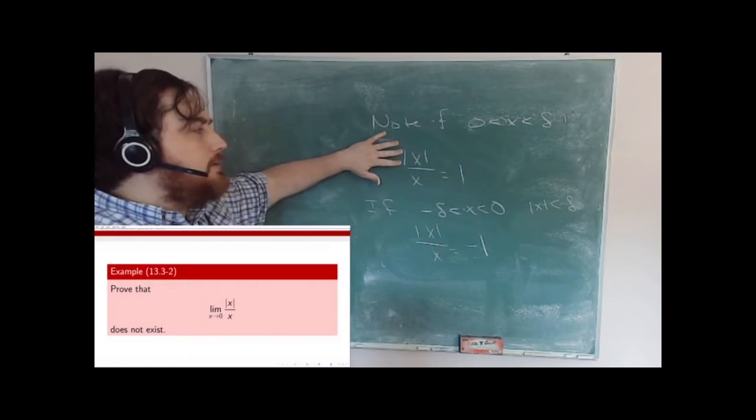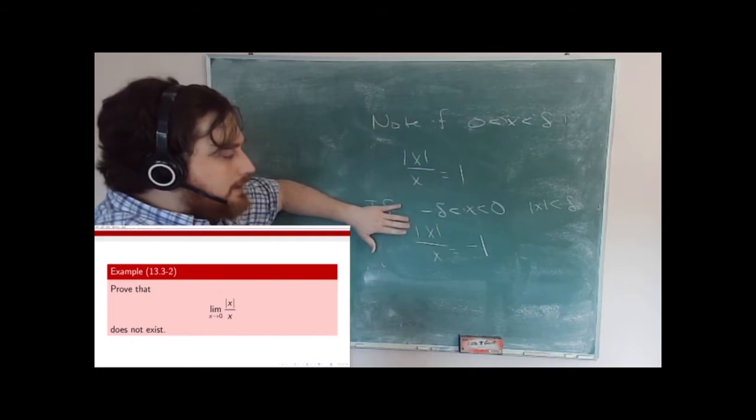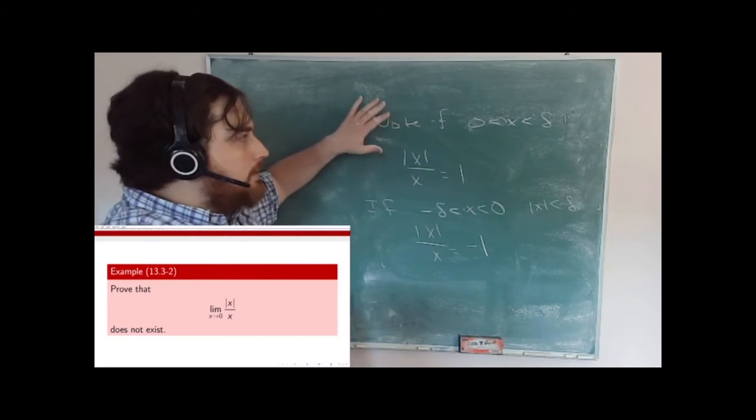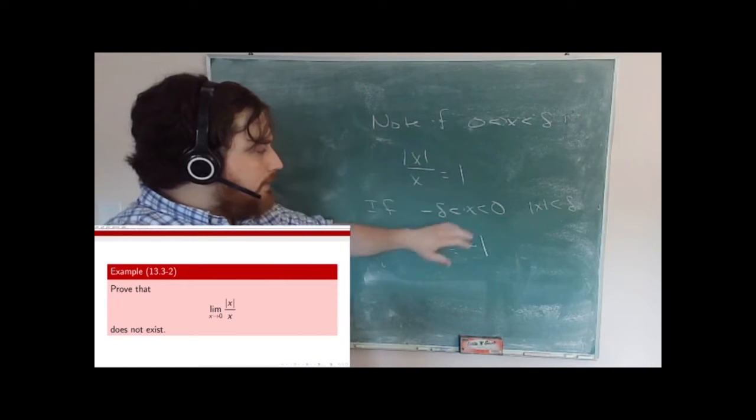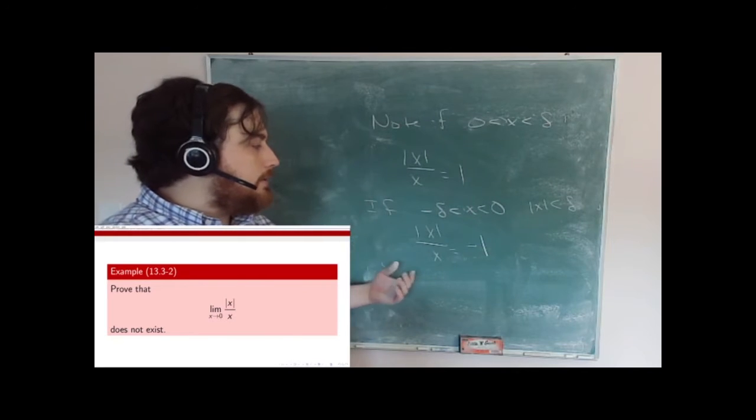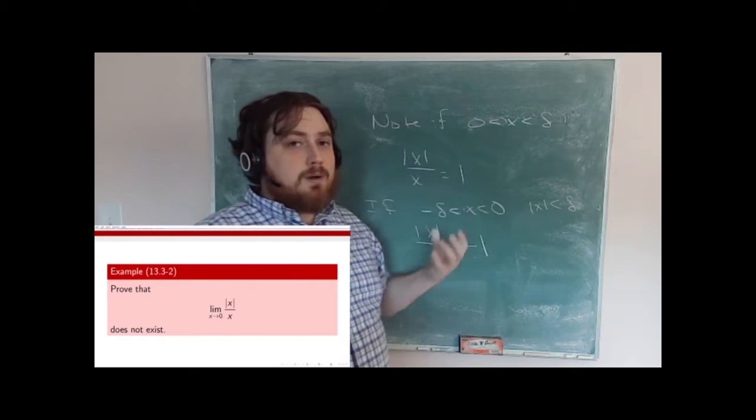So we take the absolute value of x for positive, it's just x over x, we get 1. For negative, it's negative x over x, which is just -1. So as x goes to 0, if x is bigger than 0 but still less than delta, we get 1. If x is less than 0 but still less than delta in absolute value, we get -1. And it doesn't matter what delta is, so this works for all delta.